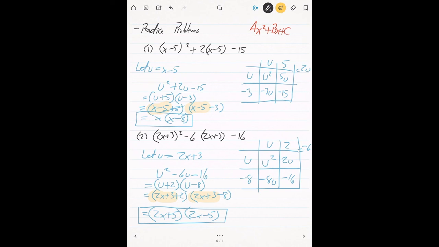Hopefully you're seeing that, really, as long as it fits the form, we're able to break it down very simply.